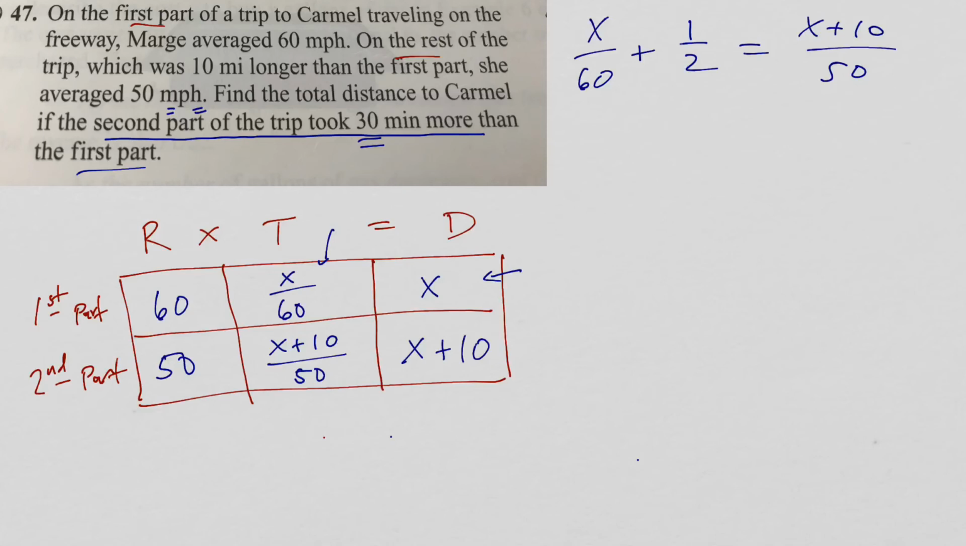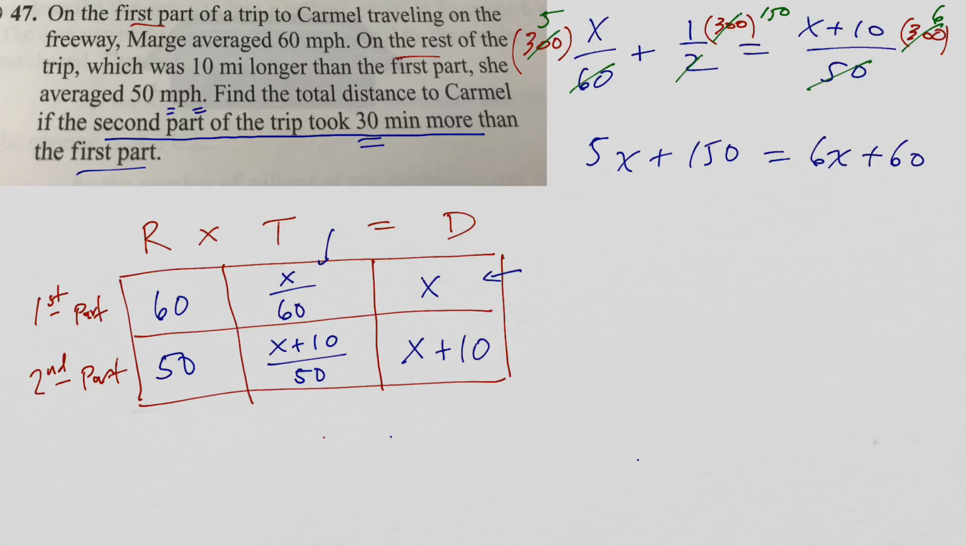All right, now I'm going to clear my fractions by multiplying everything by 300. So if I multiply this by 300, this by 300, and this by 300, I'll cancel. 60 goes into 300 5 times, and I'll end up with 5x. 2 goes into 300 150 times, so I'll have plus 150 equals. 50 goes into 300 6 times, I'll distribute that 6 and get 6x plus 60.